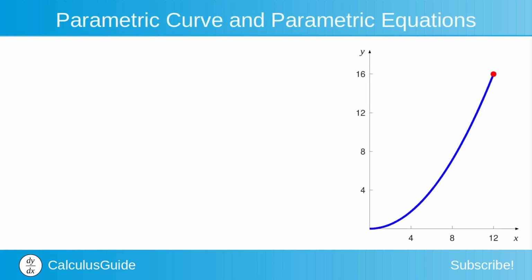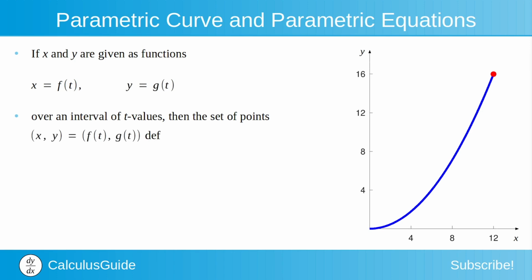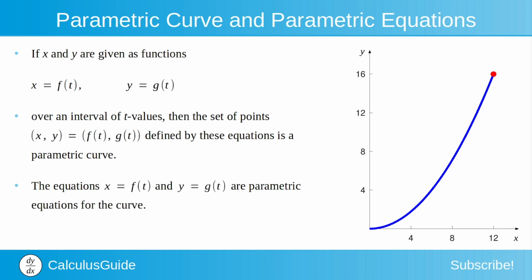This brings us to a definition for a parametric curve and parametric equations. If x and y are given as functions, x is equal to f of t and y is equal to g of t, over an interval of t values, then the set of points (x, y) equal to (f of t, g of t) defined by these equations is a parametric curve. The equations x is equal to f of t and y is equal to g of t are parametric equations for the curve.